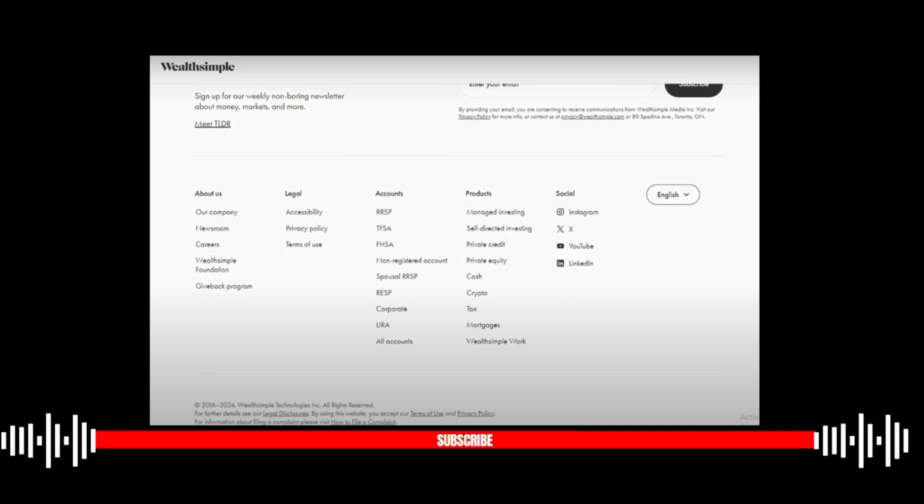You can then link your bank account to Wealthsimple to transfer funds. The app allows you to set up either one-time or recurring deposits into your investment account.